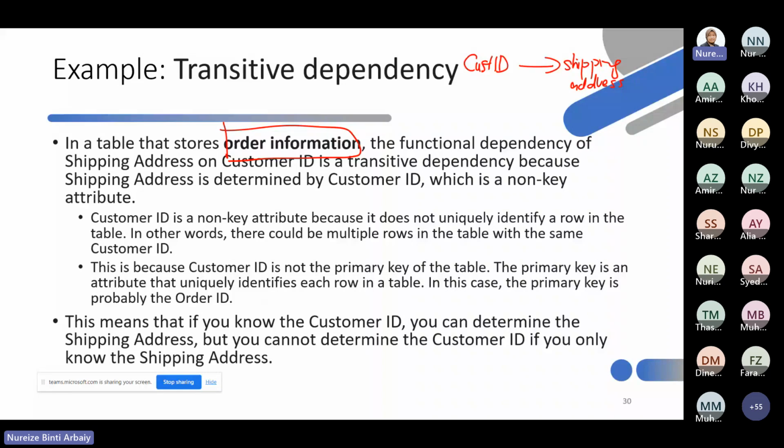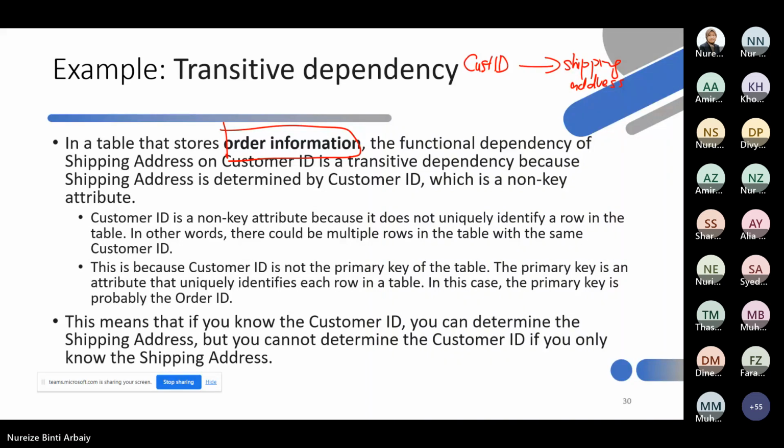Even though an address will appear in the customer record, in the order information we do have a shipping address. But in the customer record there may be only a customer address, because sometimes we deliver the order to a different address, right? So customer ID is a non-key attribute in this case because it does not uniquely identify a row in the table.